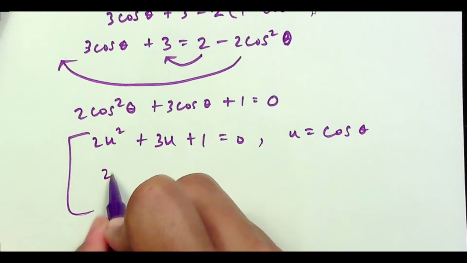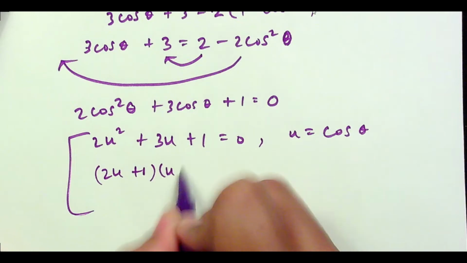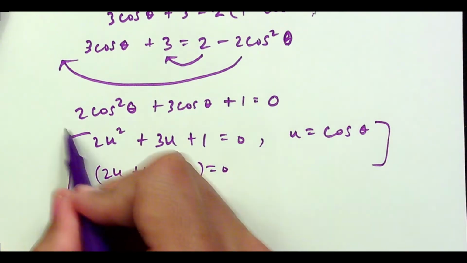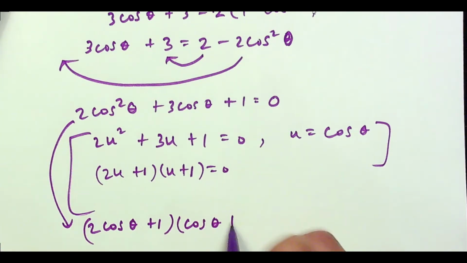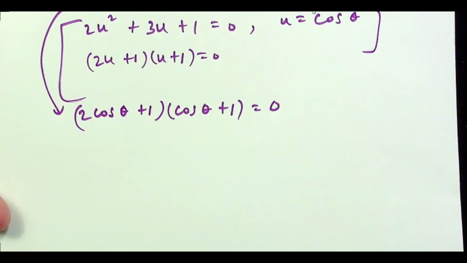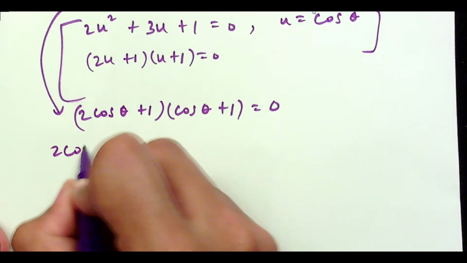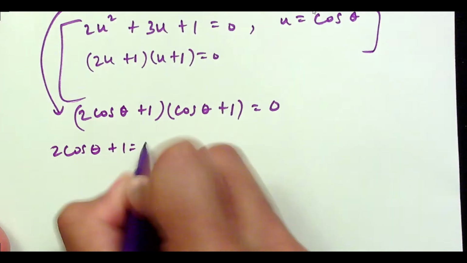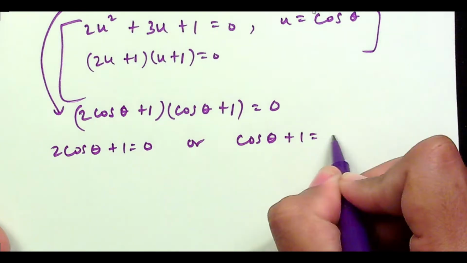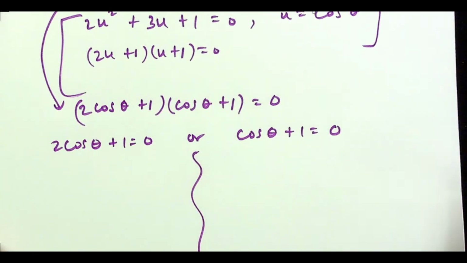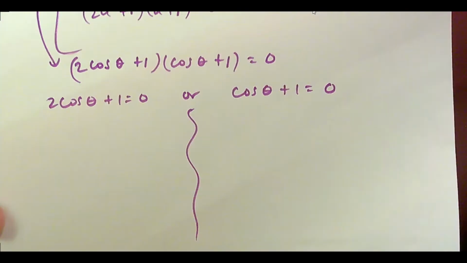This one factors as 2u plus 1, u plus 1 equals 0. So that means this one then factors as 2 cosine of theta plus 1, cosine of theta plus 1. Then set each factor equal to 0. So this becomes 2 cosine of theta plus 1 equals 0, or cosine of theta plus 1 equals 0. Then solve each of these, and we're pretty much done.